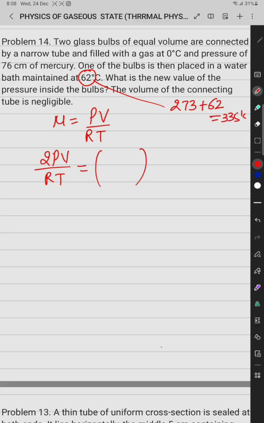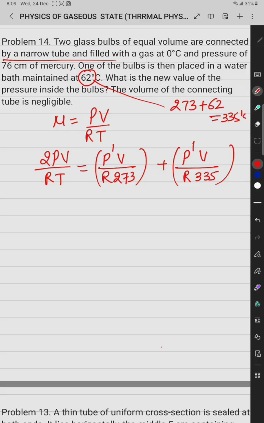Now the number of moles in one bulb plus the number of moles in the second bulb. But one thing is common: the pressure in both bulbs will be the same because they are connected with a narrow tube. So the pressure is P dash, and the volume is V, again V, but the temperature in one of the bulbs is 273 and the other is 335. The temperature was changed in the second bulb, so the pressure will change equally in both, whatever it is. So we can cancel twice of R. The initial temperature is also 273.